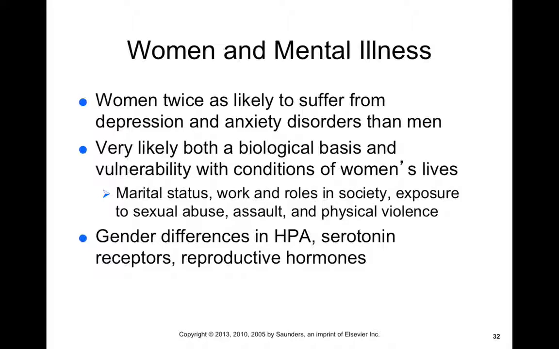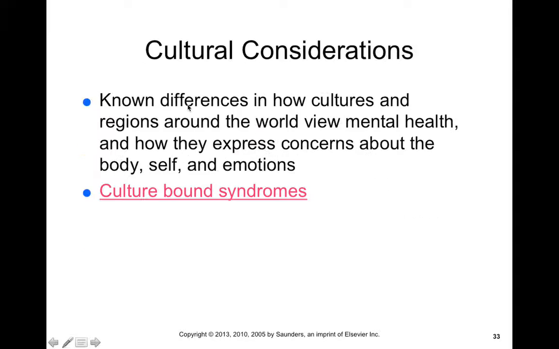Now, there do appear to be some gender differences in the hypothalamic pituitary axis as well as serotonin receptors, and this also could relate to reproductive hormones. So there are some gender differences between mental illness diagnosis rates. It's just important to keep in mind that women are twice as likely to suffer from depression.